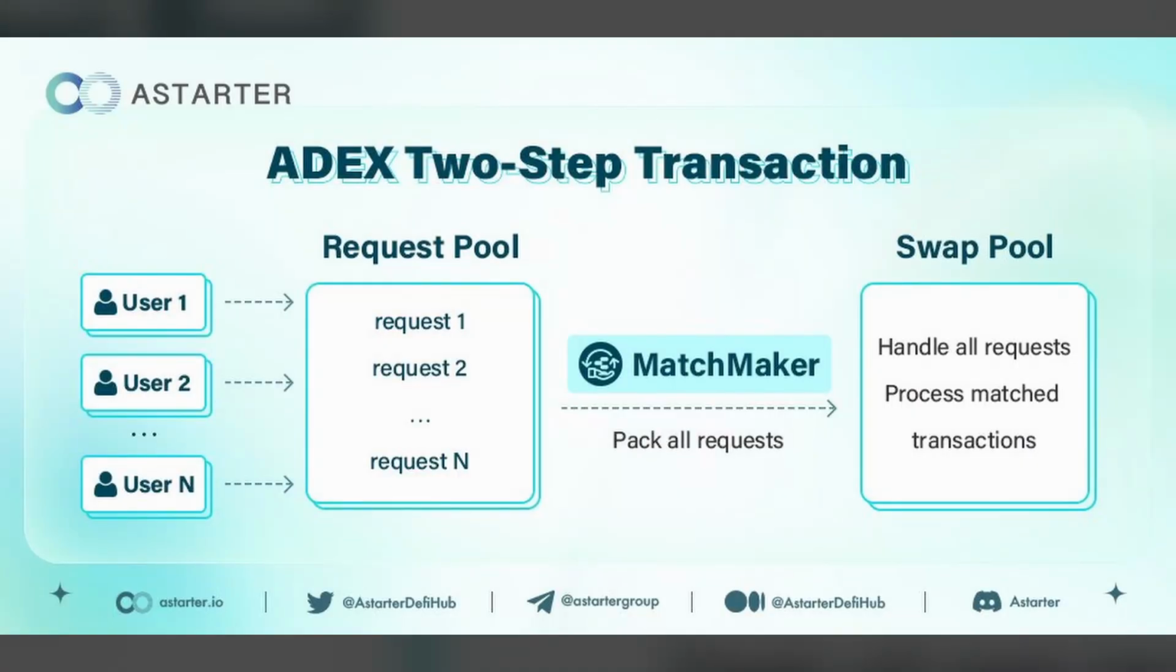Before I close out today's video, I do want to touch on a pretty unique feature developed and released by the Astarter DEX. This is going to be referred to as their ADEX two-step transaction. It is going to be one of their standout features, allowing for faster transaction throughput and efficiency, while also providing additional security. To quickly explain this two-step transaction, on the ADEX protocol, they're going to have a request pool as well as a swap pool. As users put their requests in the request pool, their matchmaker will take all those requests, pack them all together, and then move them over into the swap pool.